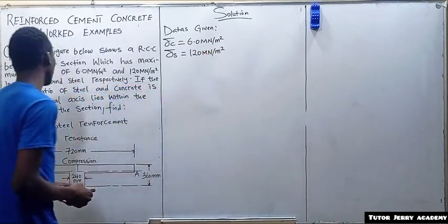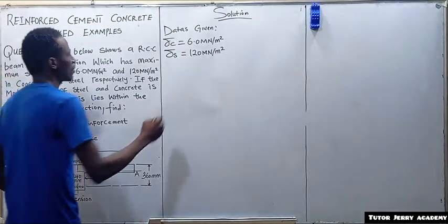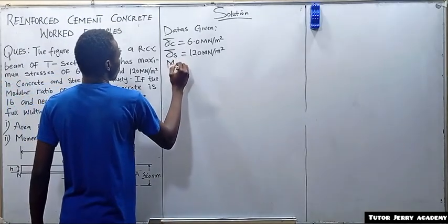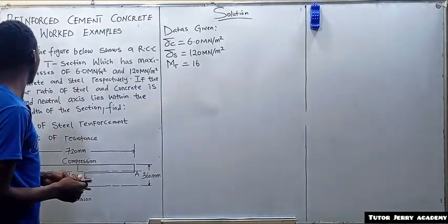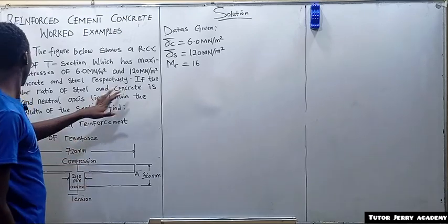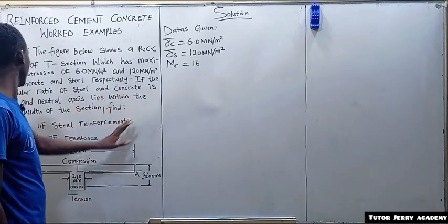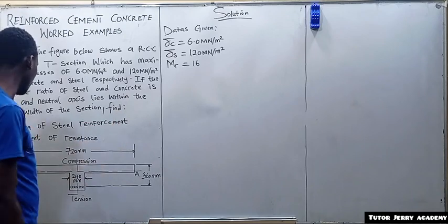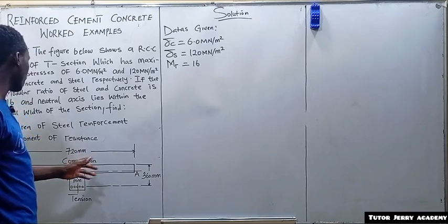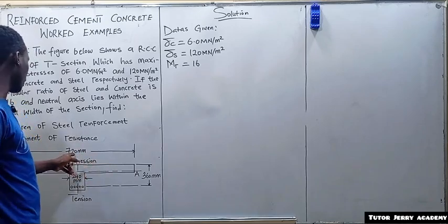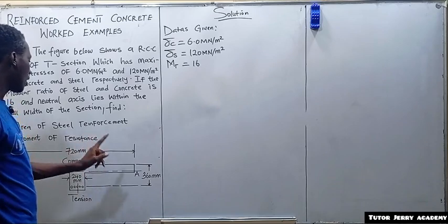All right, what do we have next? We have our modular ratio to be 16. M subscript R is equal to 16, and we are told that the neutral axis lies within the full width of the section. From here you can see that it is obvious that our breadth is nothing but 720 millimeters.